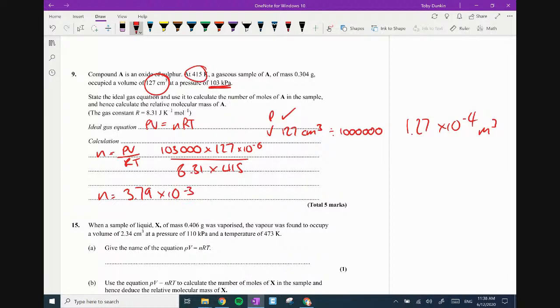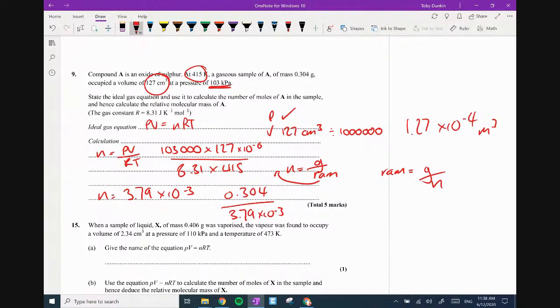Now, because I've got a second equation coming in, I don't want to lose that number on my calculator. Number of moles equals grams over Mr. Let's reorganize for Mr. Bring the Mr over. Number of moles times by Mr gives me grams, and then bring the moles down. Mass over moles. There we go. So I need to do 0.304 divided by 3.79 times 10 to the minus 3, but I'm going to use the actual number on my calculator.